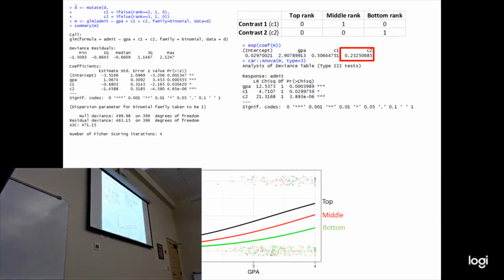What about this last coefficient for C2? Compared to top ranked schools, bottom ranked schools have almost a quarter, or a fifth, the odds of admission. Yeah, absolutely. To be the most specific, you'd say odds of admission, because odds are slightly different from probability. Odds is the probability of one thing versus the probability of another. Probability is just a probability. But that's purely nitpicky.